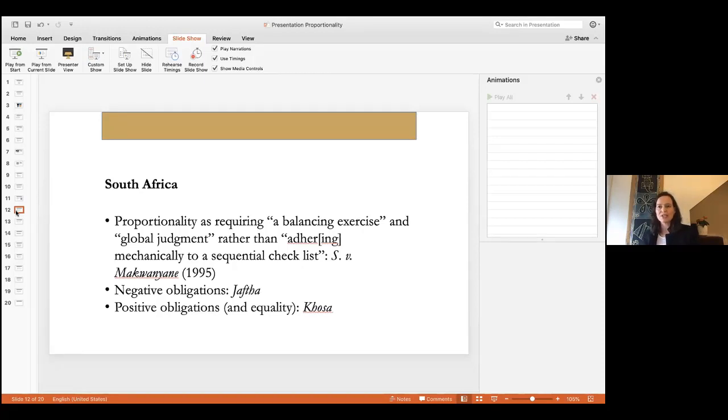So under the interim constitution, the South African Constitutional Court, in another very famous decision, decided that the death penalty was unconstitutional according to South Africa's own principles of protection. And in the words of that judgment, the court found that proportionality required a balancing exercise and a global judgment to be made on the part of the court. But the court was not keen to adhere to a sequential checklist. And so the court dismissed that mechanical sequential checklist of proportionality analysis and instead undertook a kind of more global balancing. So that was the 1995 decision, and you see that carrying through in the posture of the Grootboom court to the right to housing.